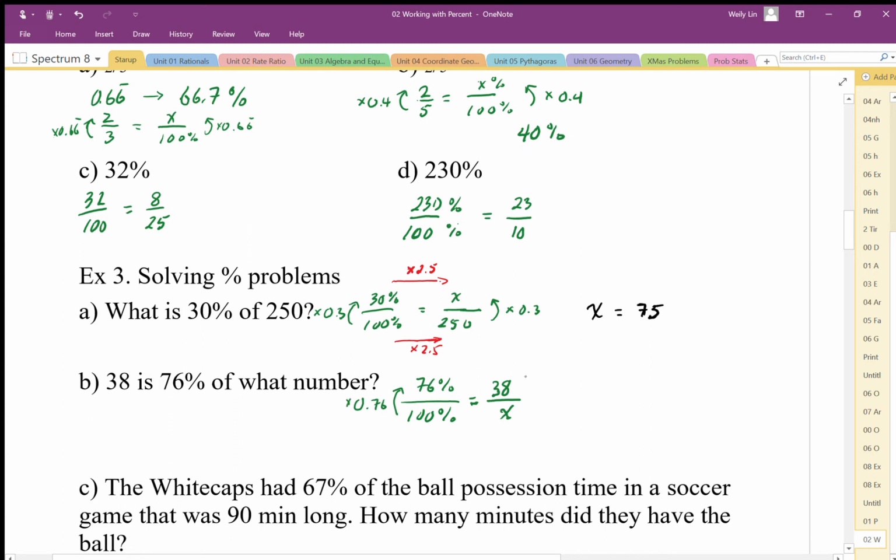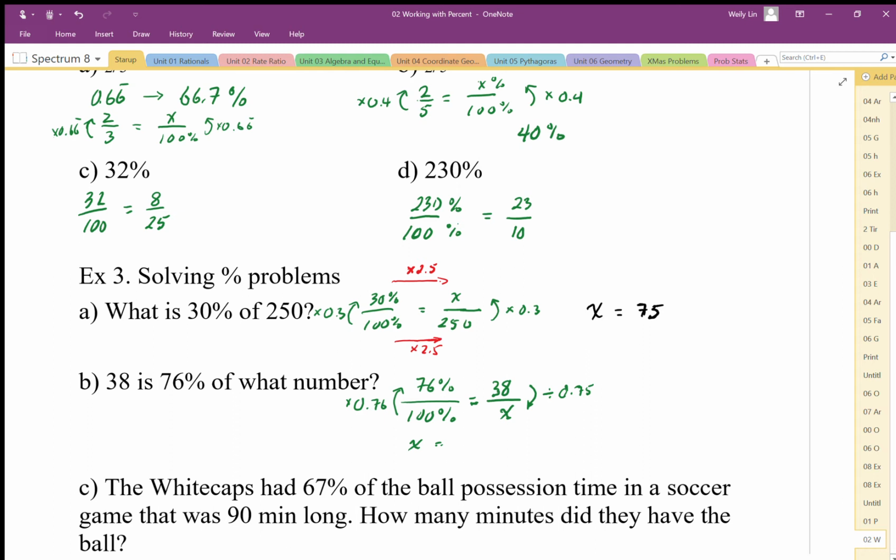Now, instead of going from bottom to top, we're going the other way around. So we're going to divide by 0.75. So we end up with x equals 38 divided by 75%. That, you need a calculator for that. So we're going to do 38 divided by 0.75.